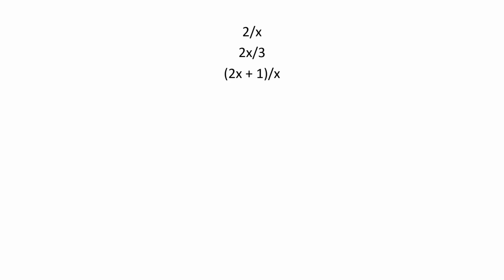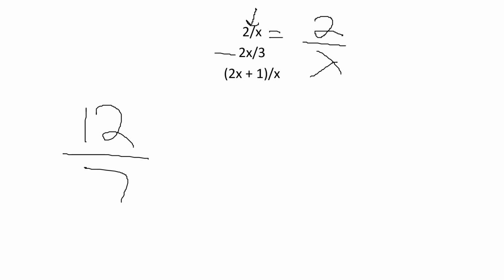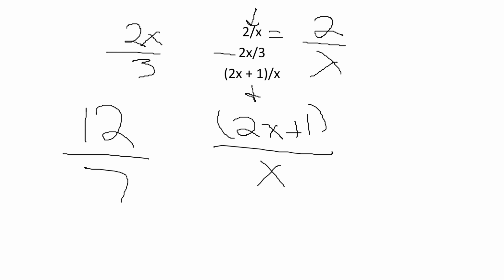One thing I want to point out, when you are doing your homework, the homework thing is short answers, so you have to type your answer in. So when your answer is like 12 over 7, use the slash like this. What this means is 2 over x. What this means is 2x over 3. What this means is 2x plus 1 over x. So when you're typing in your answers, use that slash to indicate that it's a fraction.